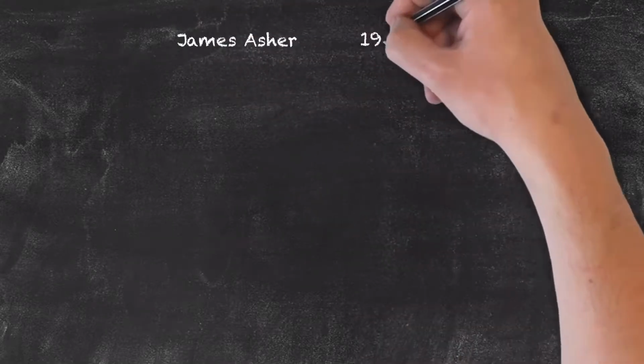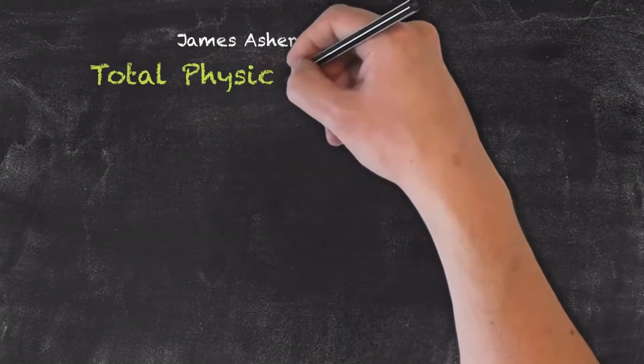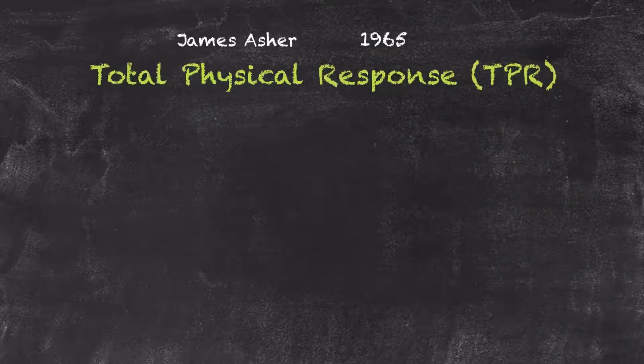Our next particular methodology is accredited to James Asher around 1965 and is called total physical response. Asher looked at the way in which we learn our native language, and he saw that most children, before they even went to school, had picked up a very large percentage of both the grammar and the vocabulary that they would use in their native language before any type of formal schooling. So Asher started to have a look at ideas of how to use the whole of our brain in language learning in the way that we do when we're very young.